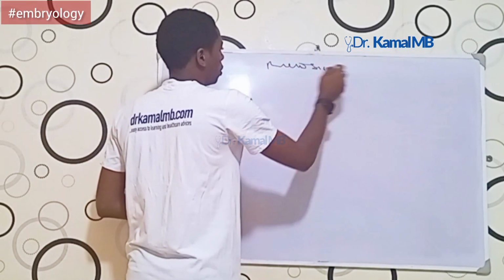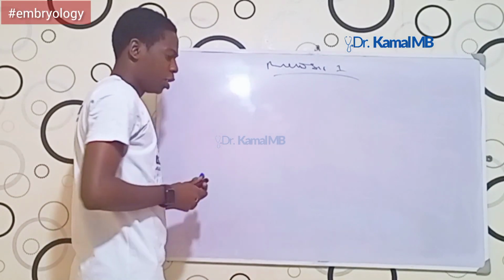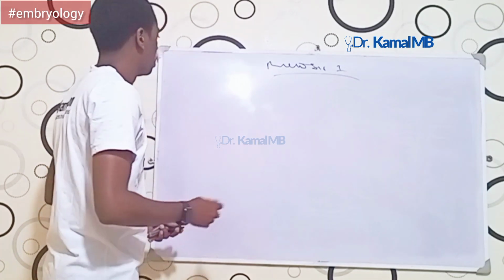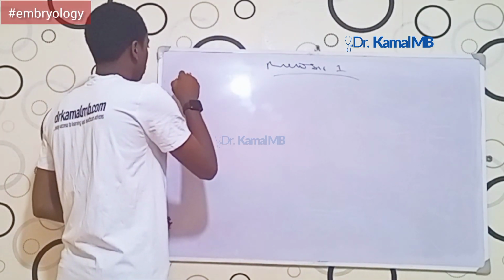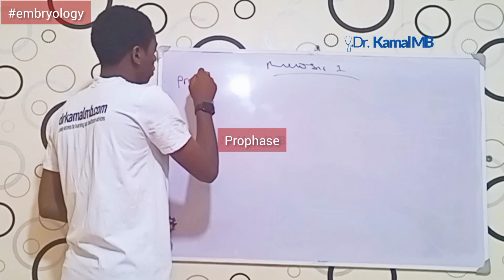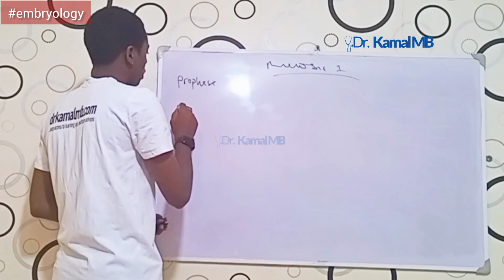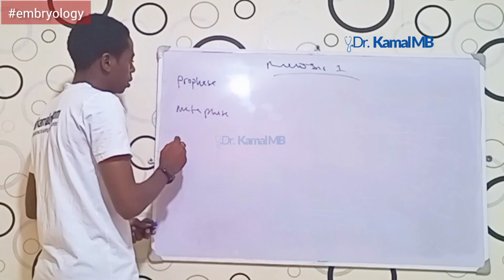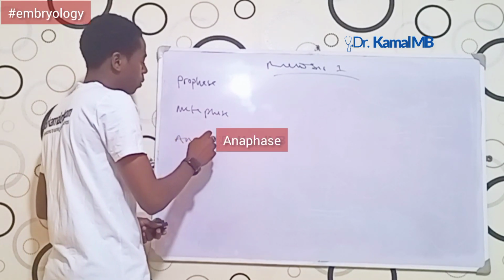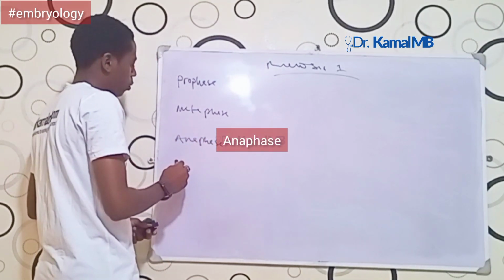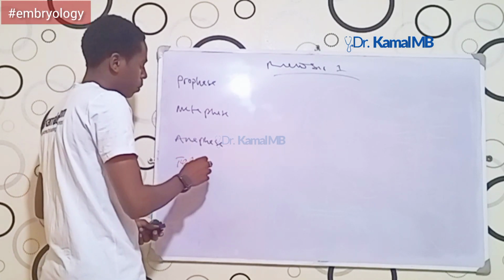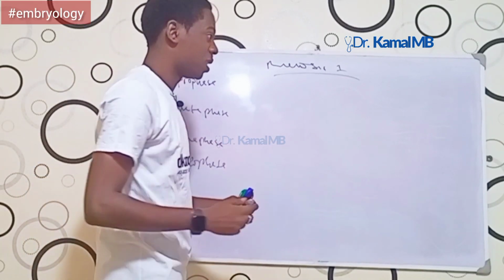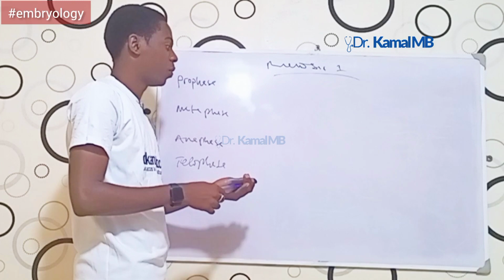Meiosis 1, just like the mitosis, has the 4 phases. We have the prophase, we have the metaphase, we have the anaphase, and we have the telophase. So in this prophase, listen attentively because you can easily get confused here.